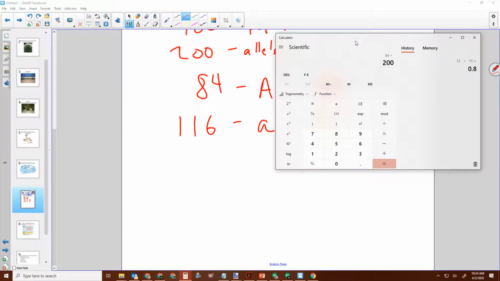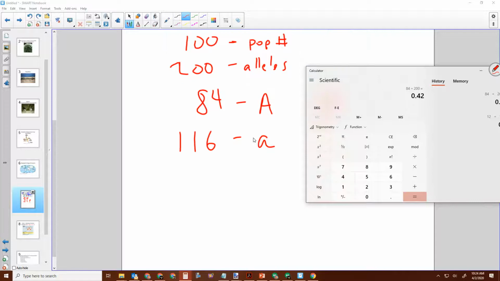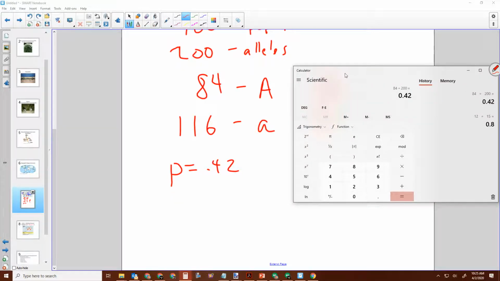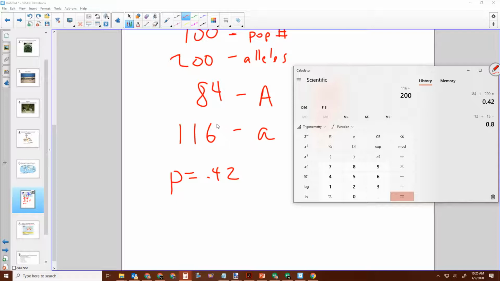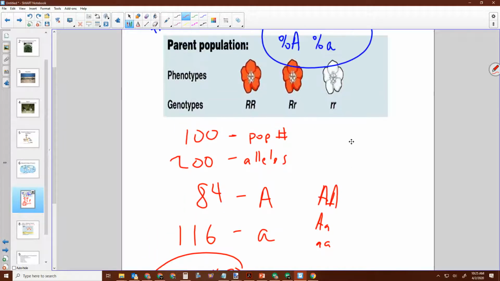We can divide 84 by 200, and we see that that is 0.42. Because the percentage of big A is P, then we know that P equals 0.42. Now, I don't have to do the math here. I could just take 1 minus 0.42 because P plus Q equals 1 to get the other one, but I can check myself. The percentage of little a is going to be 116 divided by 200, because there are 200 total alleles. That's going to be 0.58. So Q is going to equal 0.58. And that matches up with my P plus Q equals 1. So that's just a simple kind of problem.